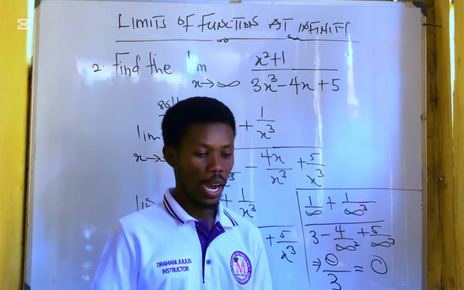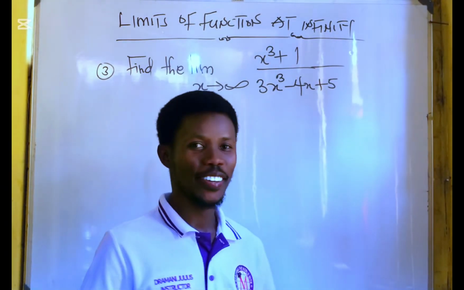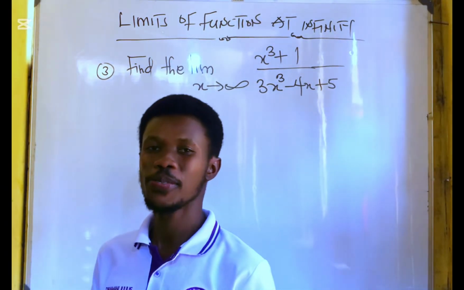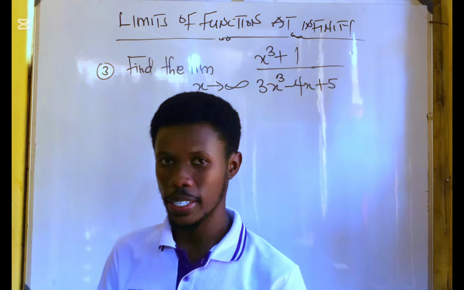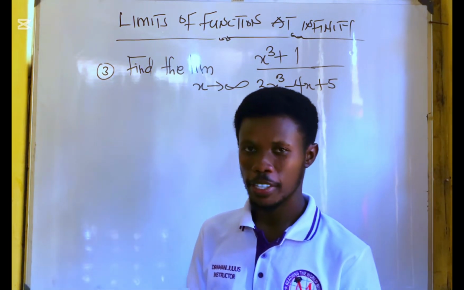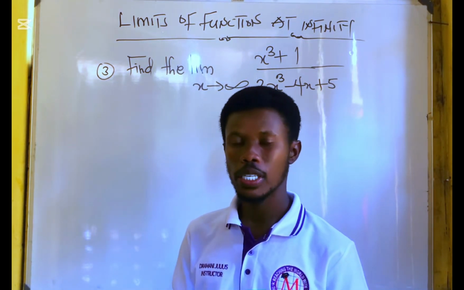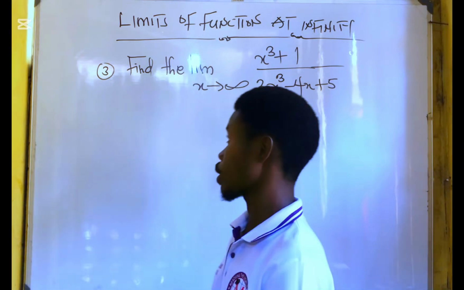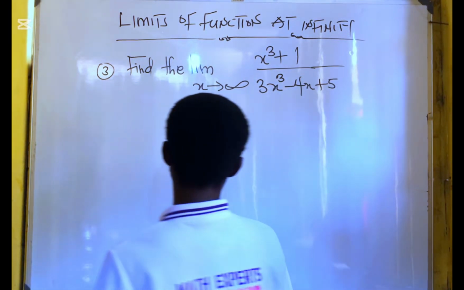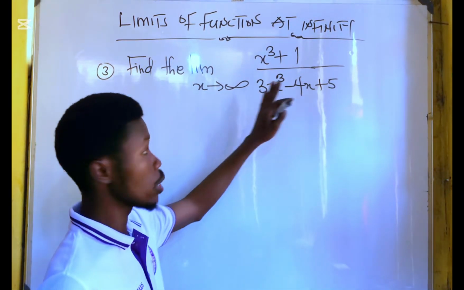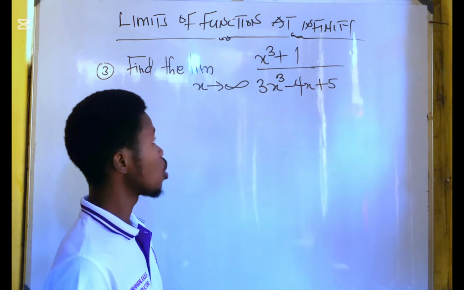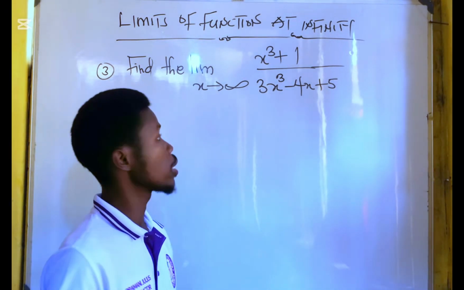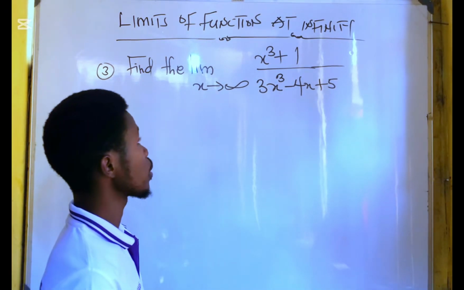Now let's look at our third example. Example 3, that's our final example. The rest you can look for more examples and solve. Try to also subscribe to your colleagues. Find the limit as x approaches infinity of x cubed plus 1, all divided by 3x cubed minus 4x plus 5. So that is the question given.